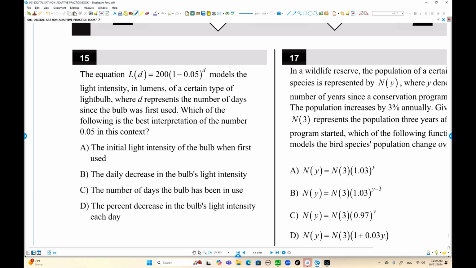Here we go, number 15. So we have an equation over here. D represents the number of days. Which of the following is the best interpretation of the number 0.05 inside? That is what? Decreasing rate. That is the decay rate actually. Usually we use percent, a 5% decrease every, where D is what? Days, right? Every day decreased by 5%. Okay, not daily decrease, right? Yeah, percent decrease, okay? That's the answer.